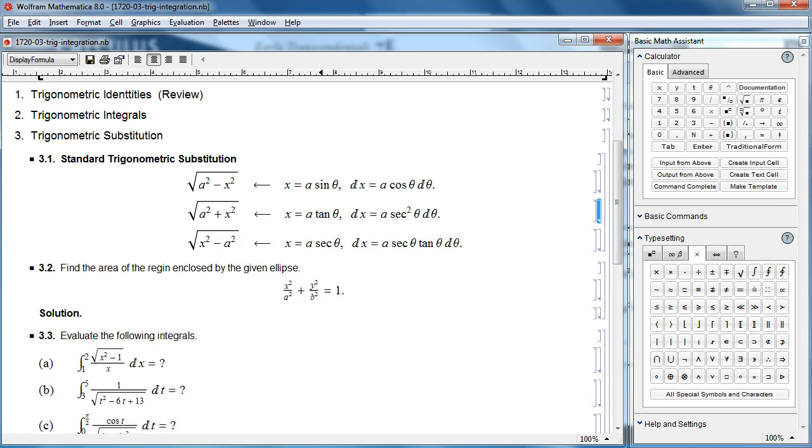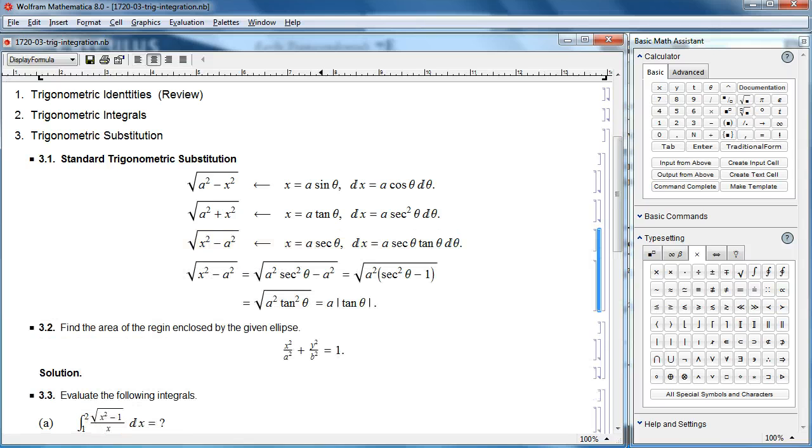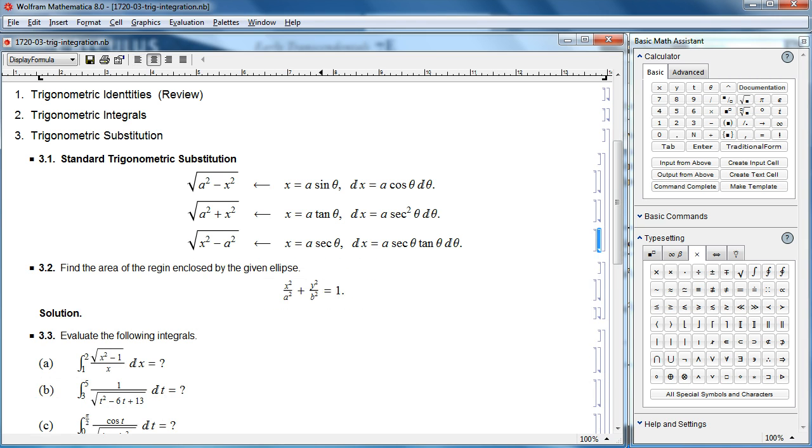Finally, if you have x squared minus a squared inside the square root, we take x equal to a secant of theta, and dx equals a secant of theta tangent of theta d theta, and then the inside of the square root can be simplified like this by the Pythagorean identity. Secant squared minus 1 is tangent squared, so we end up with this a tangent of theta again. So what do we have in the end? The square root expression will be gone, and we are going to get a simpler integral.